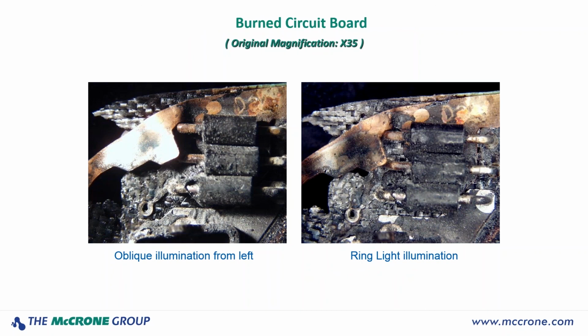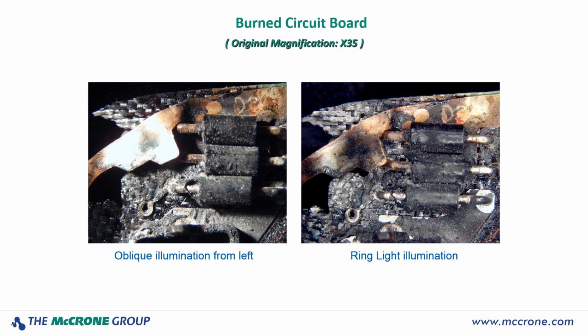So let's get to the oblique illumination versus ring light. This is a burned circuit board, so it has major topographical differences all across the surface. And in the left-hand image, we have the oblique light coming in from the left-hand side of the image. And we can see the shadowing effects. We can see in the lower left portion of the image that there's a very dark area that we can't really see very well. And certainly next to the three electronic component parts, behind them to the right is a very dark shadow. We can't really see anything in there.